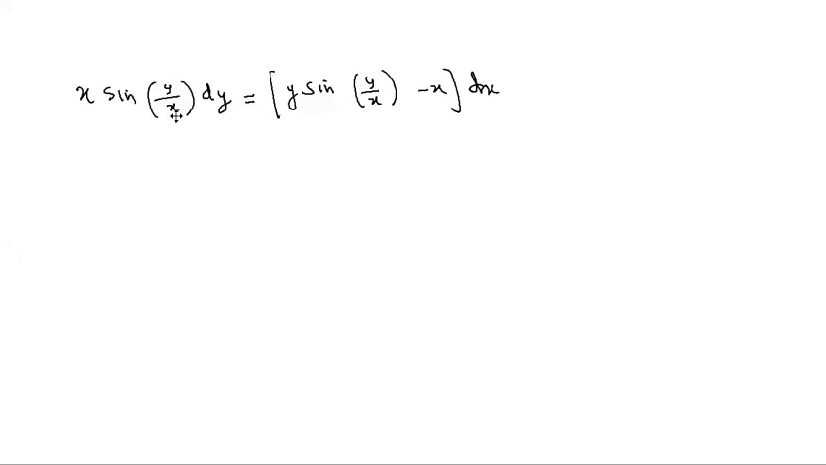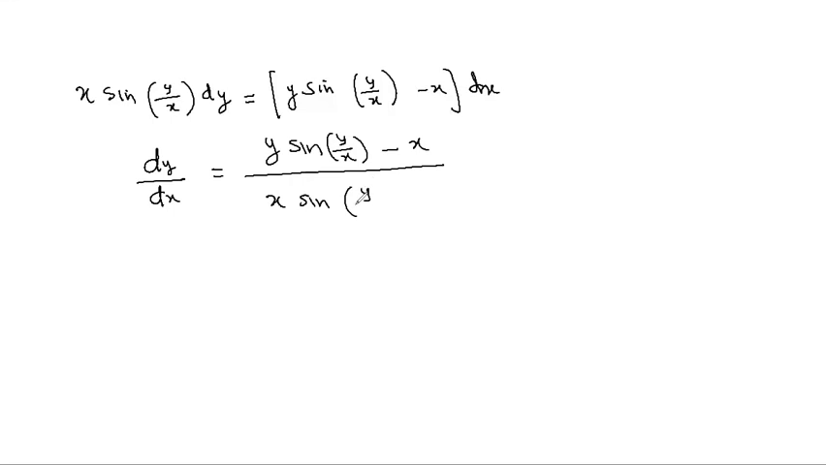The bad angle is y by x. So we need to substitute y by x as v. But before that, make dy by dx as a subject. Make dy by dx as a subject, because we have to remove dy by dx. So dy by dx is y sine y by x minus x divided by x sine y by x. So you will put y by x as v. Since I want to replace dy by dx, I'll make y as a subject, so my derivative part will be a little easier.